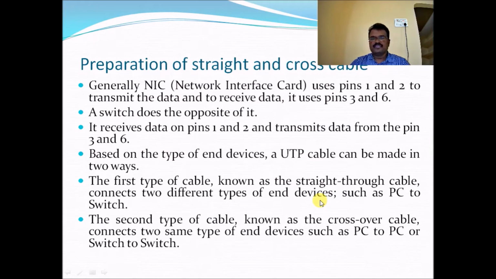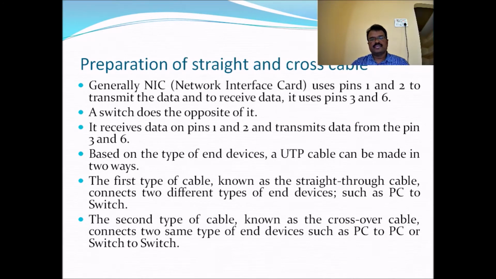In general, the NIC, that is the network interface card, uses pin 1 and 2 to transmit the data, and it uses pin 3 and 6 to receive the data. Here a switch does the opposite of it. A switch receives data on pin 1 and 2 and transmits the data from pin 3 and 6. This is exactly opposite to the NIC.